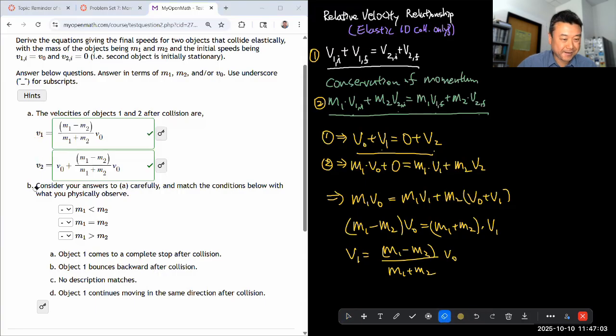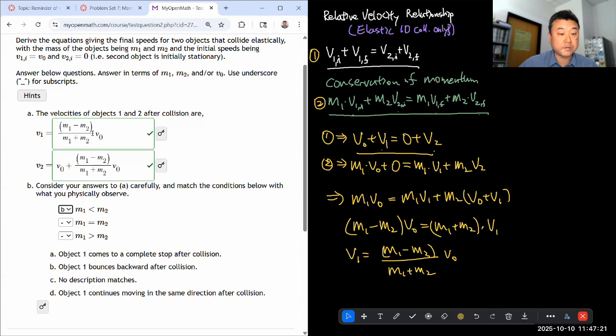So with that, okay, consider your answer carefully. Match the conditions below with what you physically observe. Okay, mass 1 less than M2. Oh, that's what I was saying. It'll bounce backward, and you can see that from V1 becoming negative. So that's going to be B.